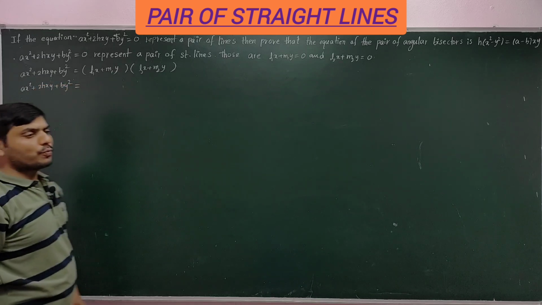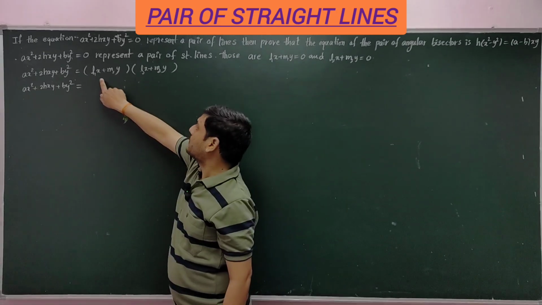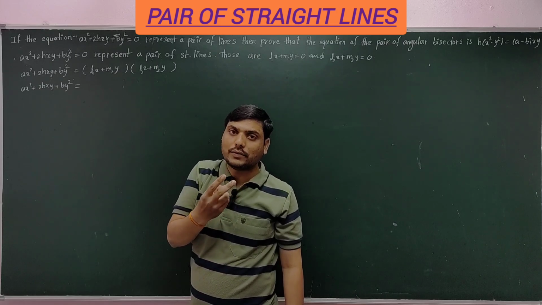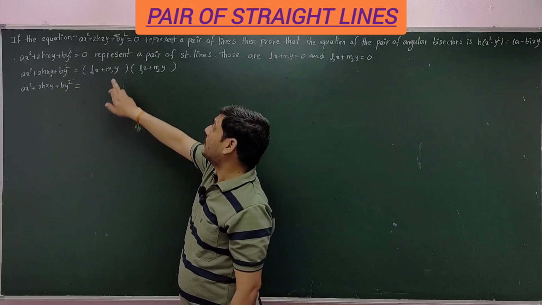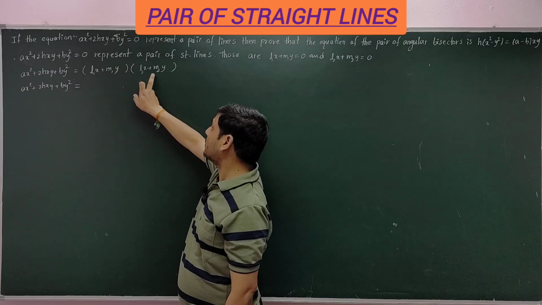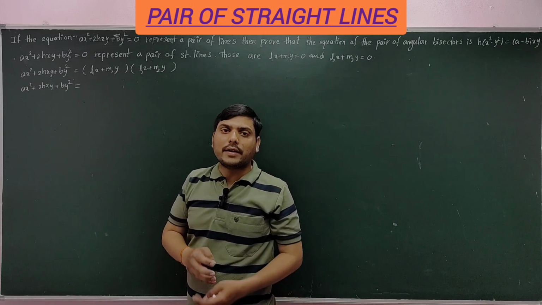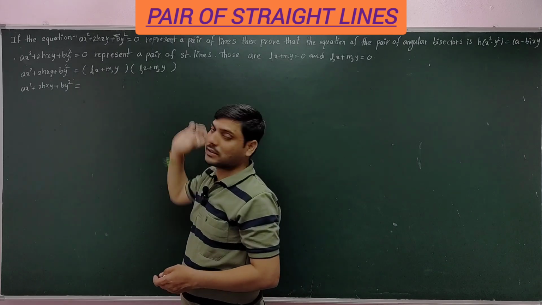You know the distributive property, yes or no? This term is multiplied with this term and this term, so you get two terms. Similarly, this term is multiplied with these two terms, which is also two terms. Finally, four terms come from this product.